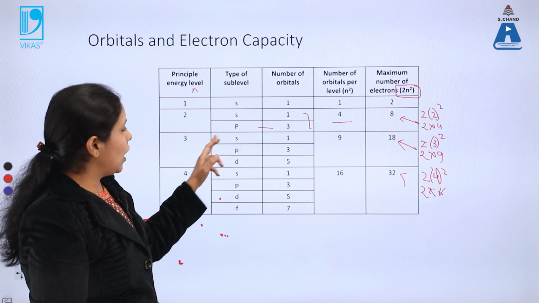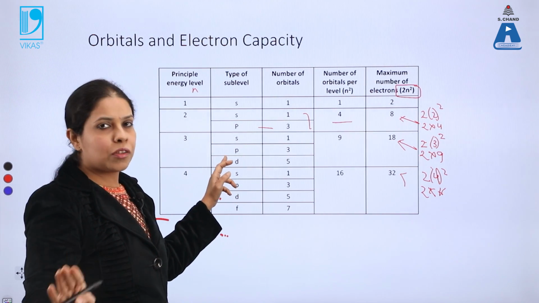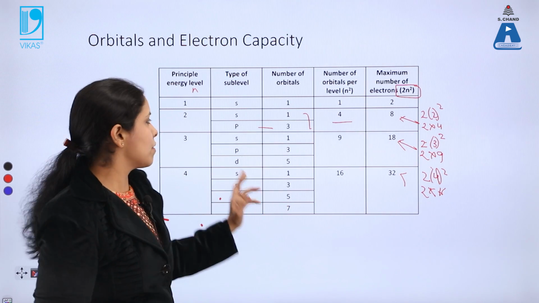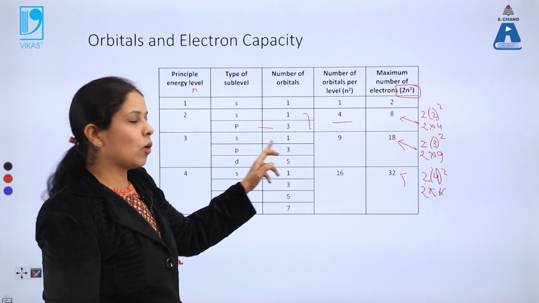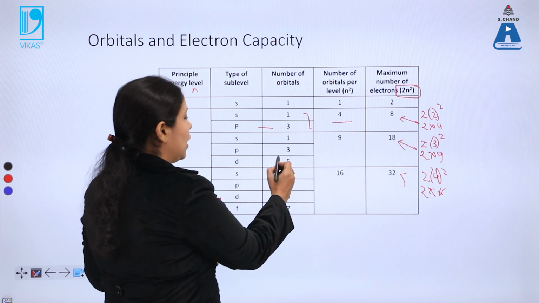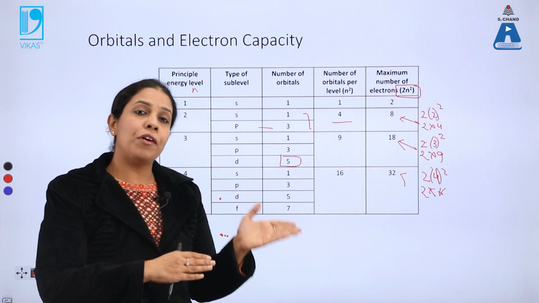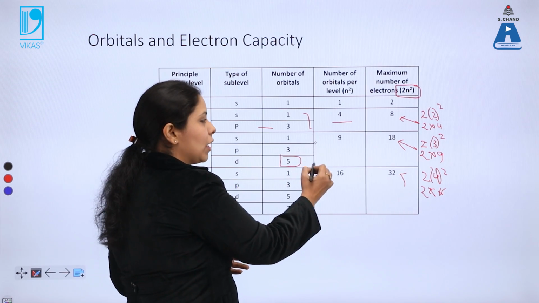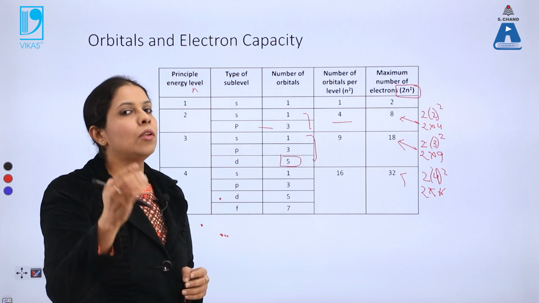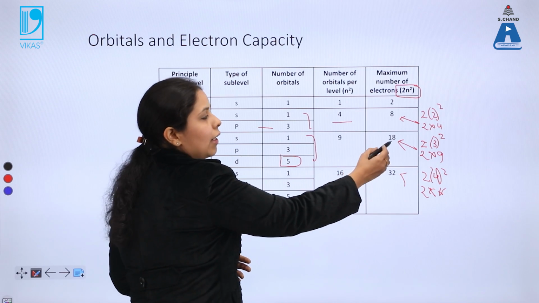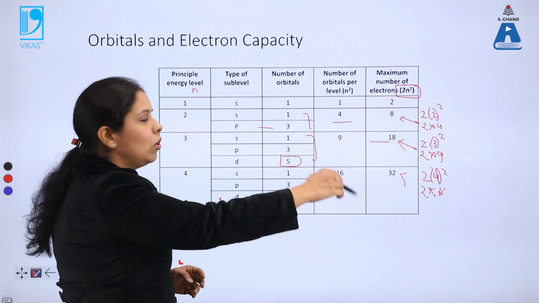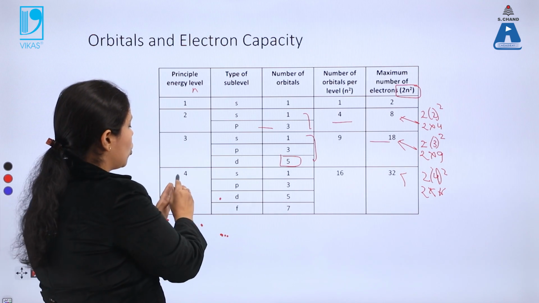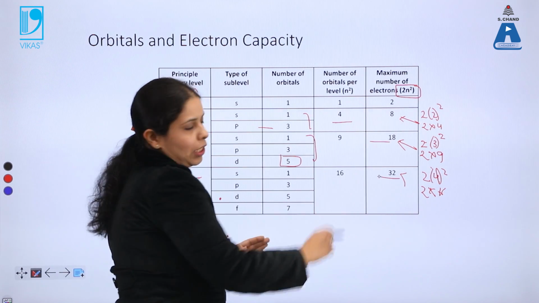For the third shell, s, p, d are all possible. For n equal to 3, f is not possible. So the 3f orbital does not exist. For s we have 1 orbital, p has 3 orbitals, and d has 5 orbitals. We have already seen the shapes of the different 5 d orbitals. So total orbitals are 9, and each orbital will have 2 electrons, so total are 18. You can calculate like this, and you can also calculate using the simple formula. And for the fourth shell, we will have 32 electrons.